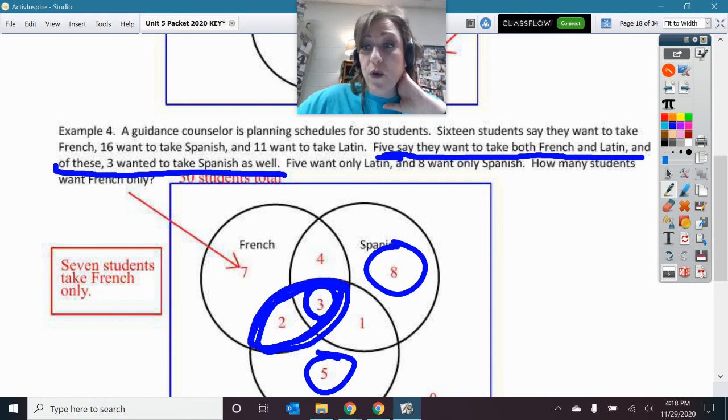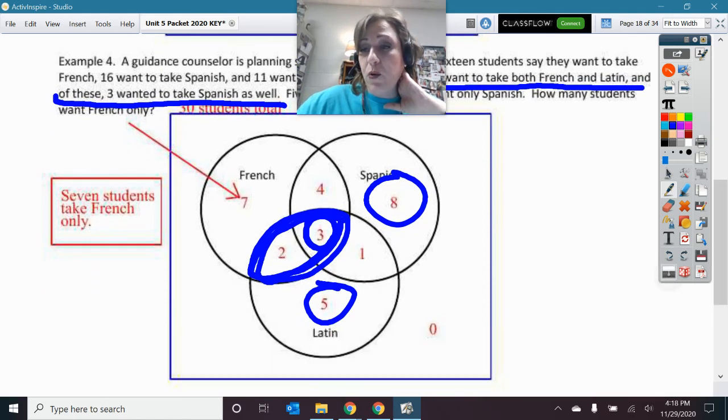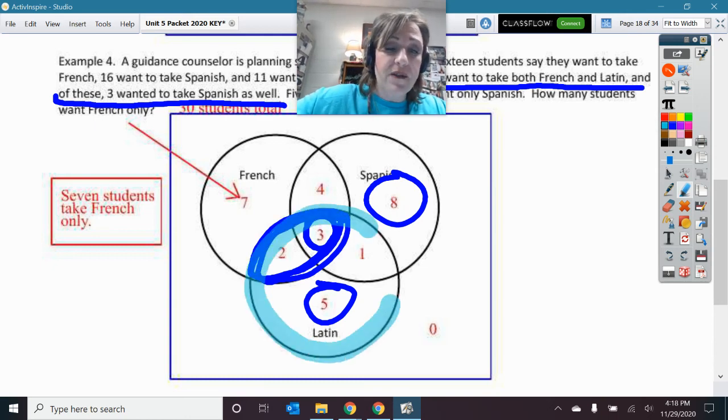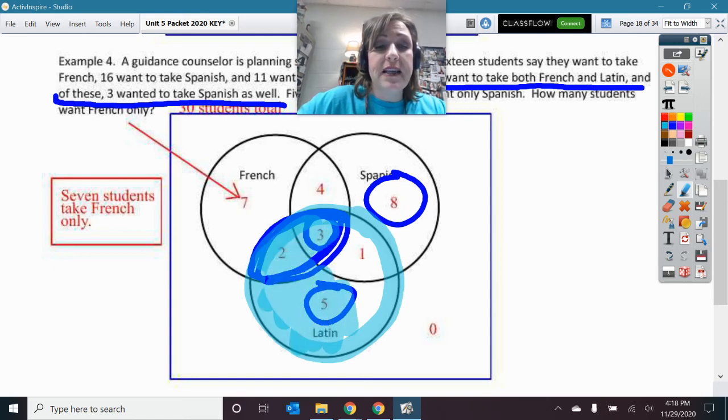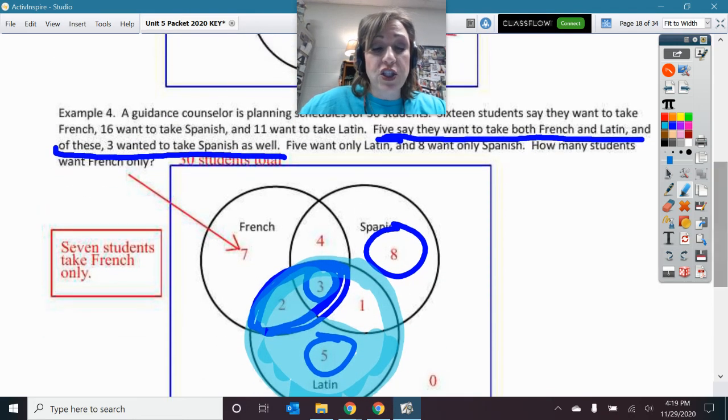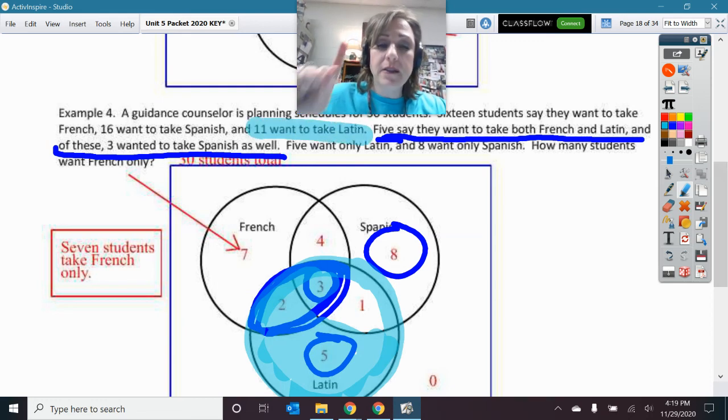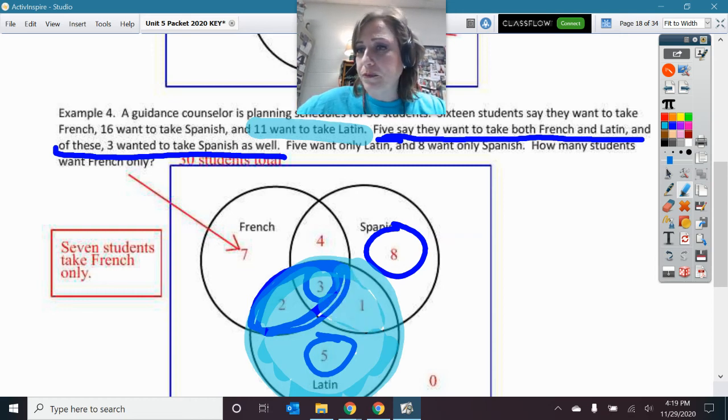Okay, so what you then notice at this point is that in my Latin circle, I have identified everything except for this one little piece. And so I can tell that there's currently 10 people in the Latin circle when I know 11 want to take Latin. So that's the reason that came out to a 1 right there. All right, now I'm going to go talking about the next one. Okay, so now let's see what else.